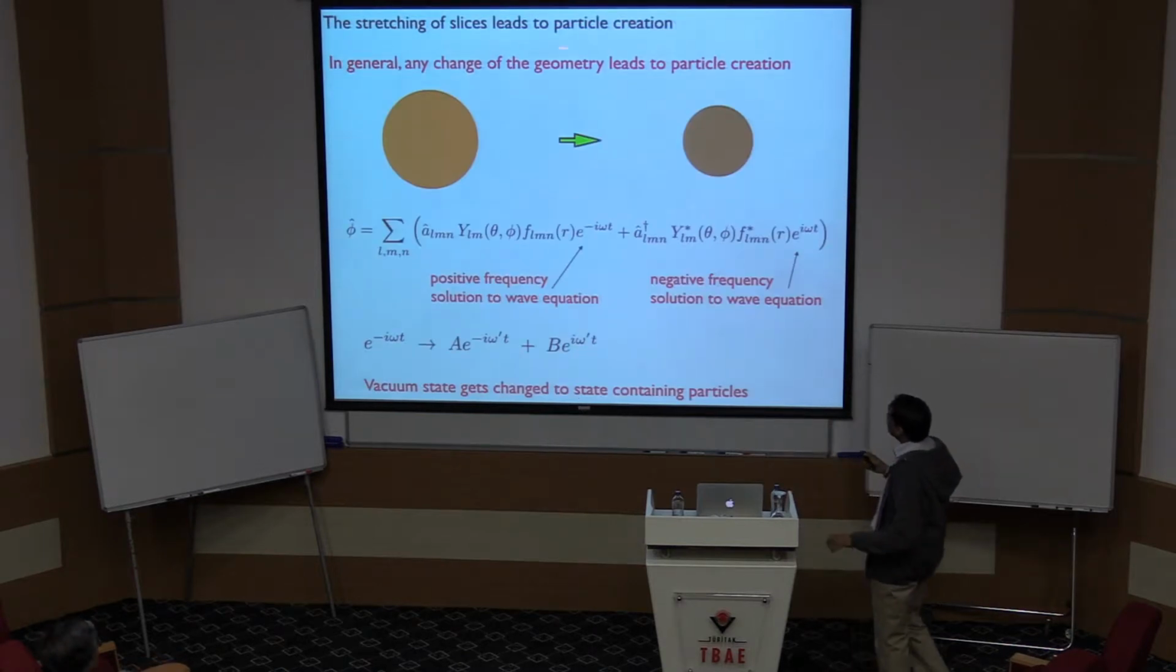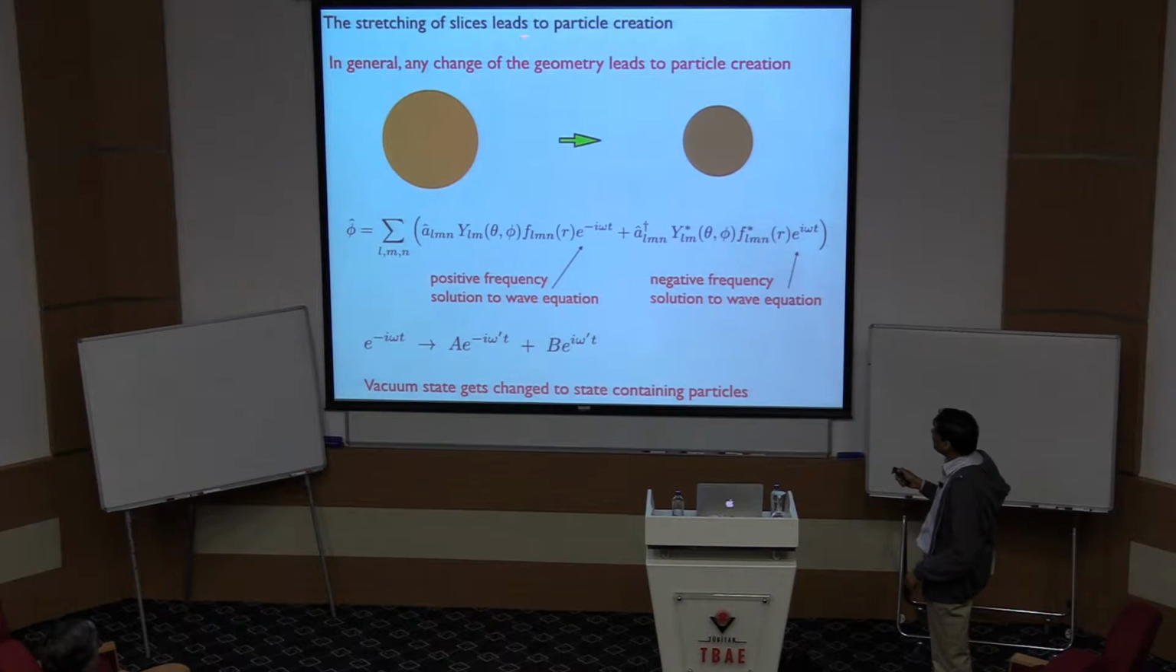Okay, so this summarizes what I was just saying. The stretching of slices leads to particle creation. In general, any change in the geometry leads to particle creation. You could have a star of some radius. It shrinks and stabilizes at some smaller radius, maybe a star collapsed to a neutron star.